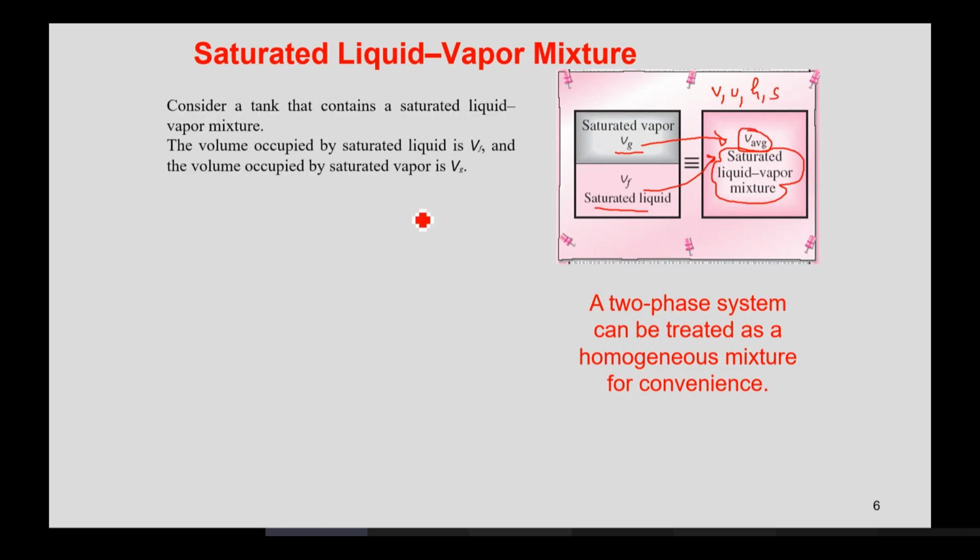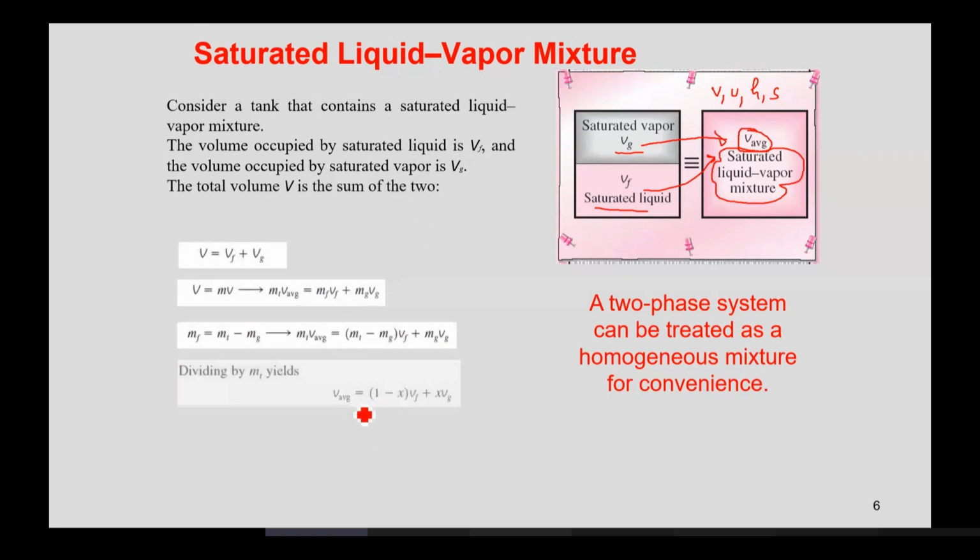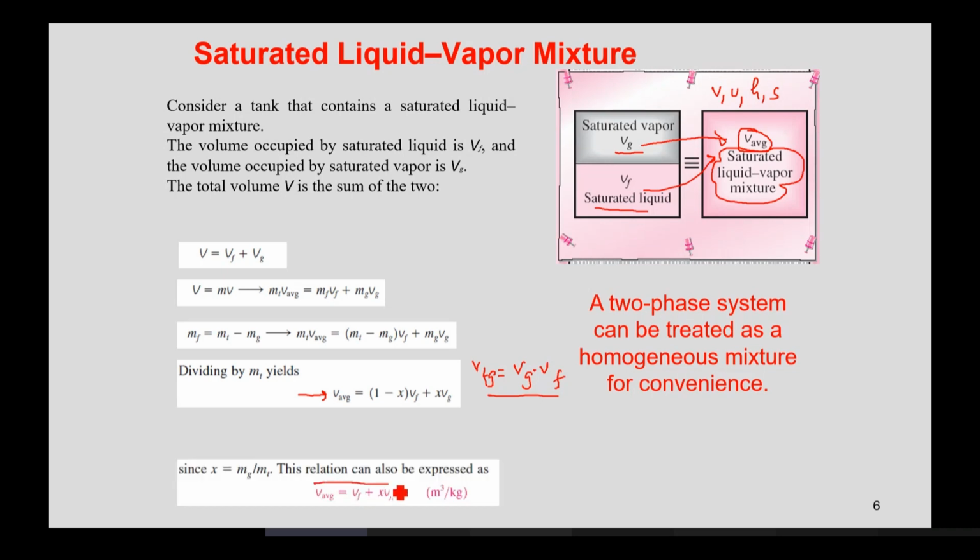I'll not go into the derivation of it. The simple expression that we have for the average value is essentially V average is equal to (1 minus x) Vf plus x Vg. This is further simplified if you express Vfg equals Vg minus Vf. If you use this expression, you can simplify the relationship, and any average value of your mixture could be expressed in terms of Vf plus x Vfg.